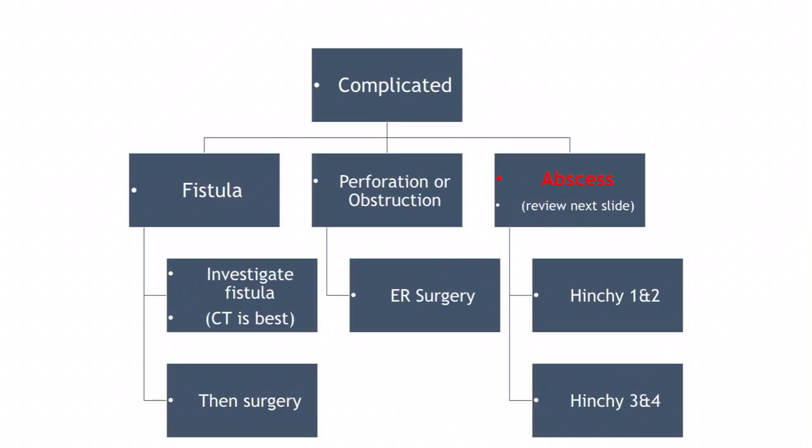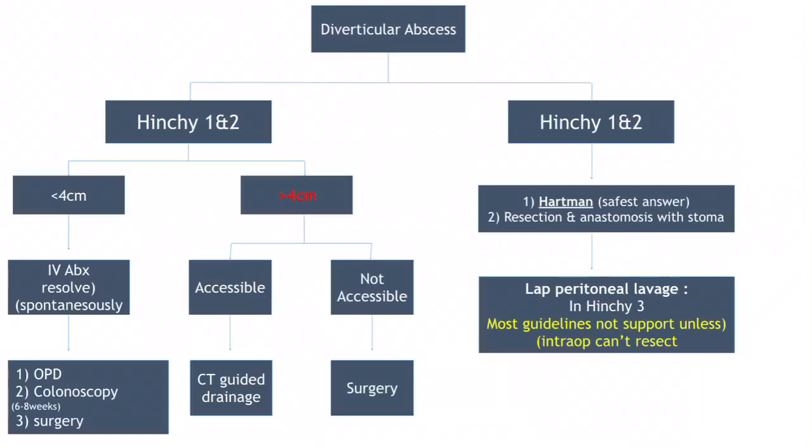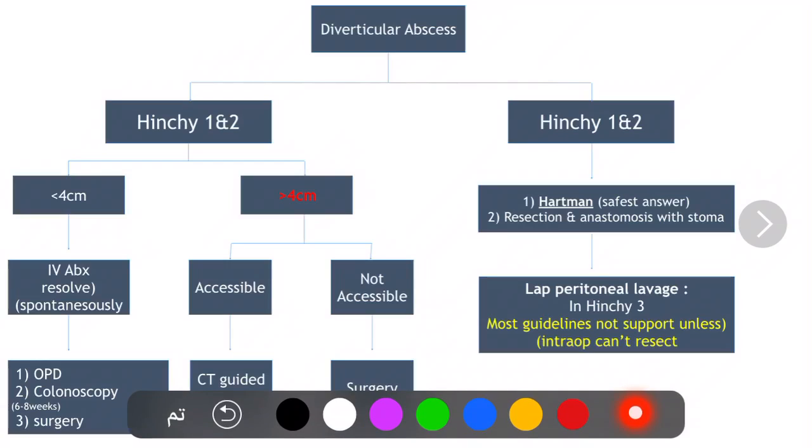If the patient has abscess, you have to identify that is Hinchy 1 and 2, or Hinchy 3 and 4. I put them together because the management for 1 and 2 is the same, and 3 and 4 is the same. I will talk about it here. Now, diverticular abscess: Hinchy 1 and 2, less than 4 centimeter, or more than 4 centimeter.